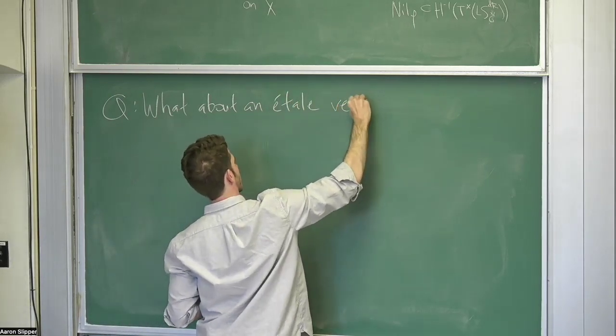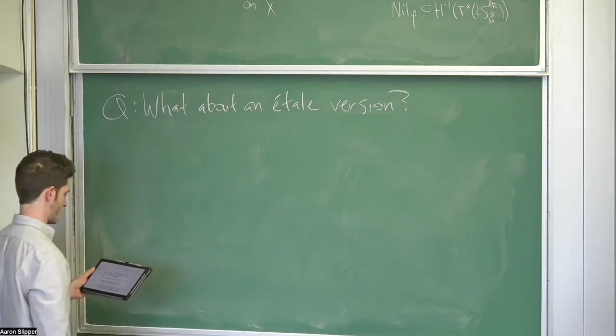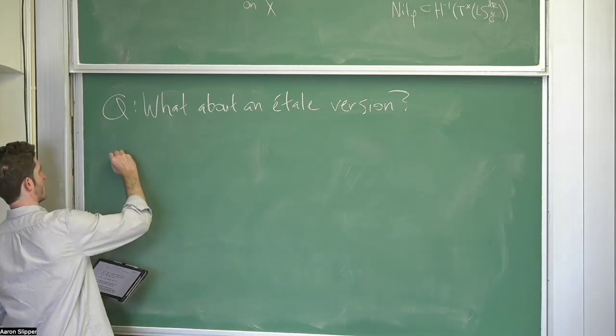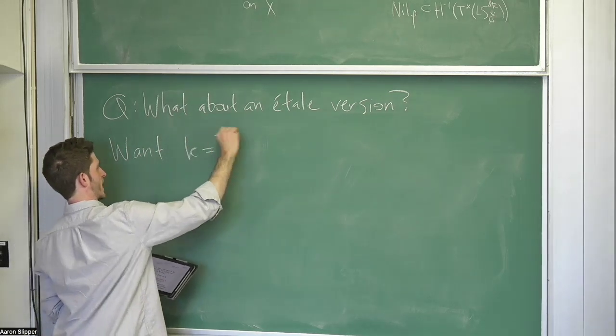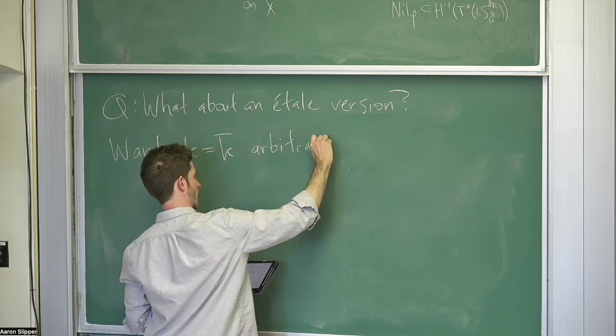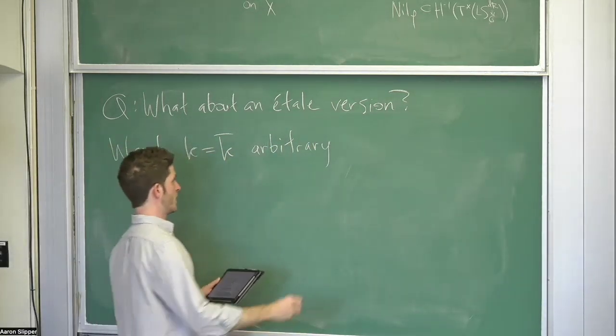Yeah, so what about an Étale version? What would that even look like? It's not super clear, which is the reason why this took so long to appear. So here you would have an arbitrary algebraically closed field, right? In particular, allowing characteristic 0 and characteristic p, positive characteristic, unlike the previous two cases.